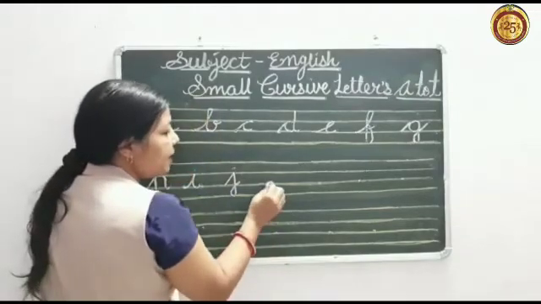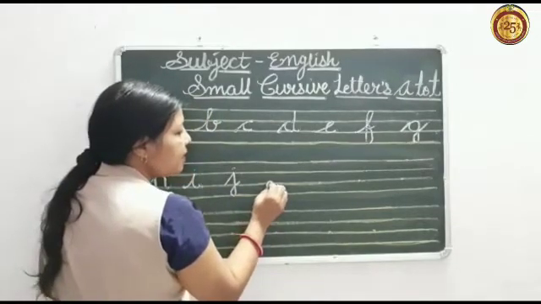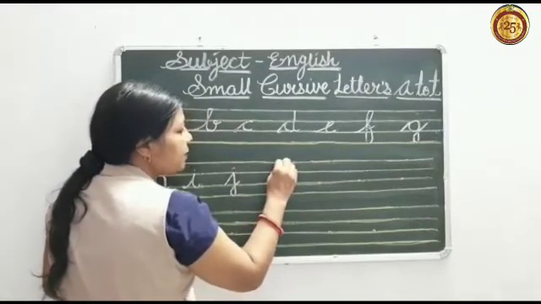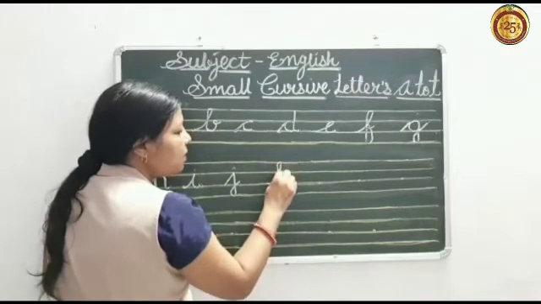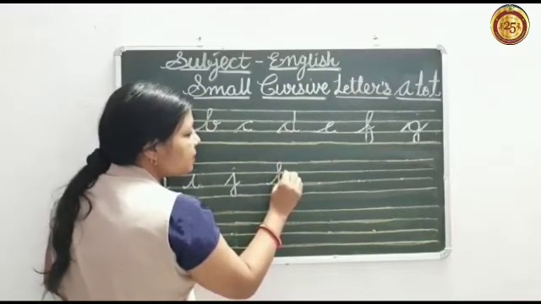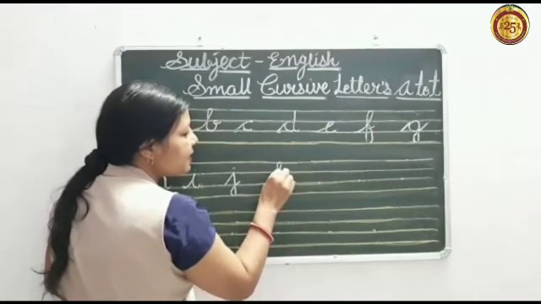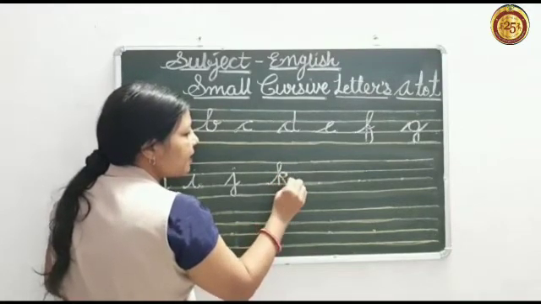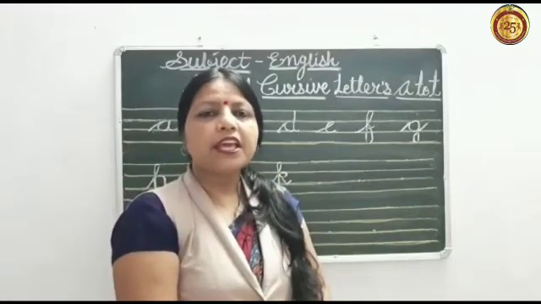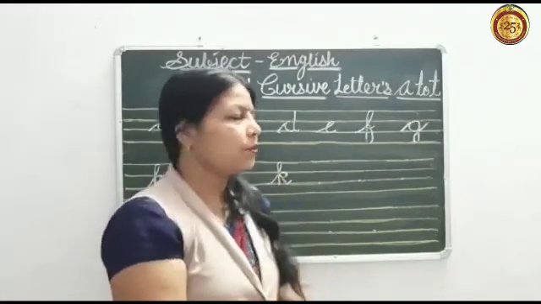We will write here K. Put your pencil here on second blue line. Take it upward like this, touch the red line, come back and bring it down. Touch the second blue line, go with same line. Touch the first blue line, make a circle like this, take out the line and turn it like this. This is small cursive letter K. K for king, K for kangaroo.